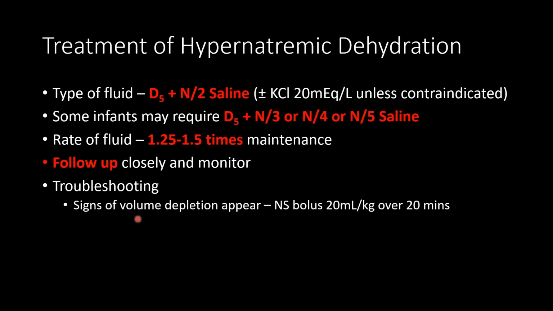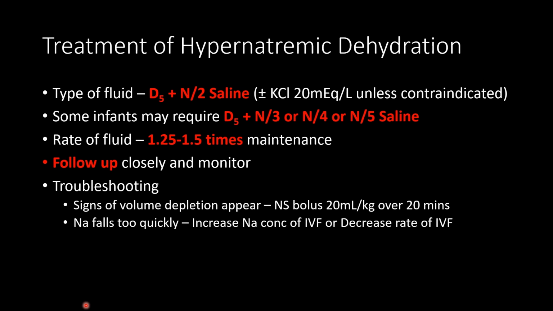Similarly, suppose you are correcting the sodium of a person having hypernatremia and the sodium falls too quickly. In a chronic hypernatremia, if the sodium falls too quickly, it can cause osmotic demyelination syndrome like in hyponatremia. So we have to change the treatment so that the sodium doesn't fall too quickly. How can we do that? We have to increase the sodium concentration in the IV fluid we are giving, or decrease the rate of IV fluid that we are giving, so that the sodium doesn't fall too quickly.